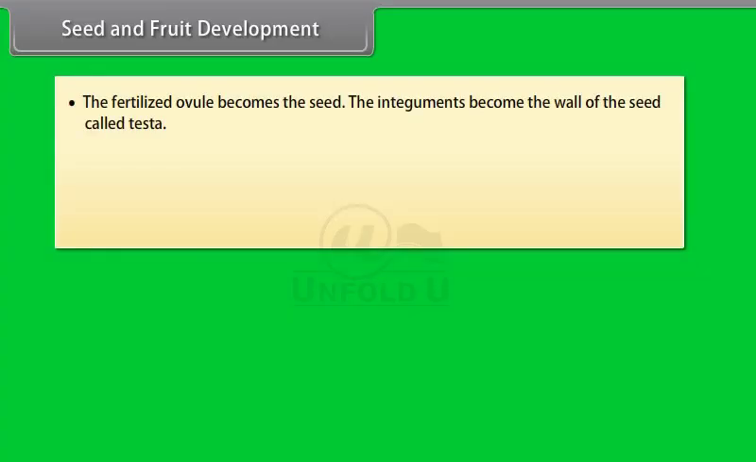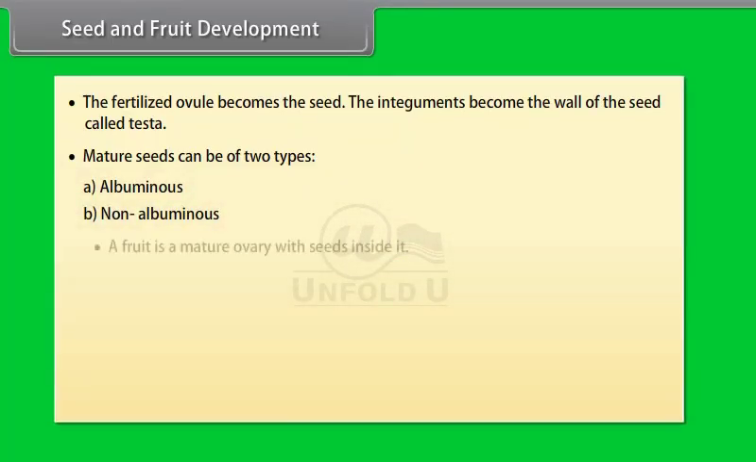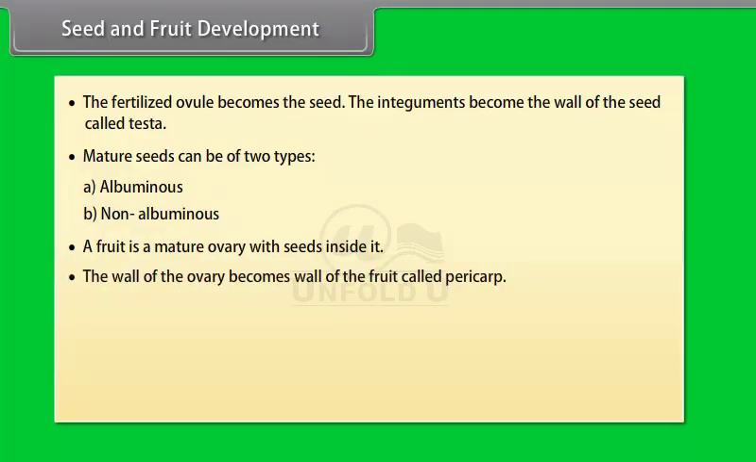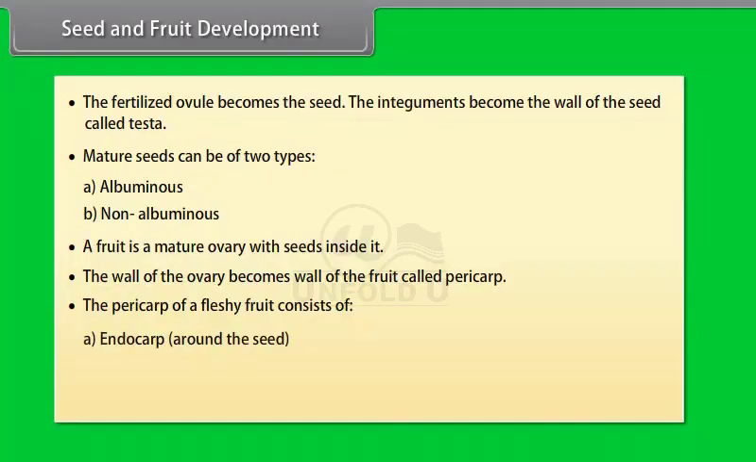Seed and fruit development. The fertilized ovule becomes the seed. The integuments become the wall of the seed, called testa. Mature seeds can be of two types: A. Albuminous, B. Non-albuminous. A fruit is a mature ovary with seeds inside it. The wall of the ovary becomes wall of the fruit, called pericarp. The pericarp of a fleshy fruit consists of A. Endocarp, around the seed. B. Mesocarp, fleshy portion. C. Exocarp, the skin.